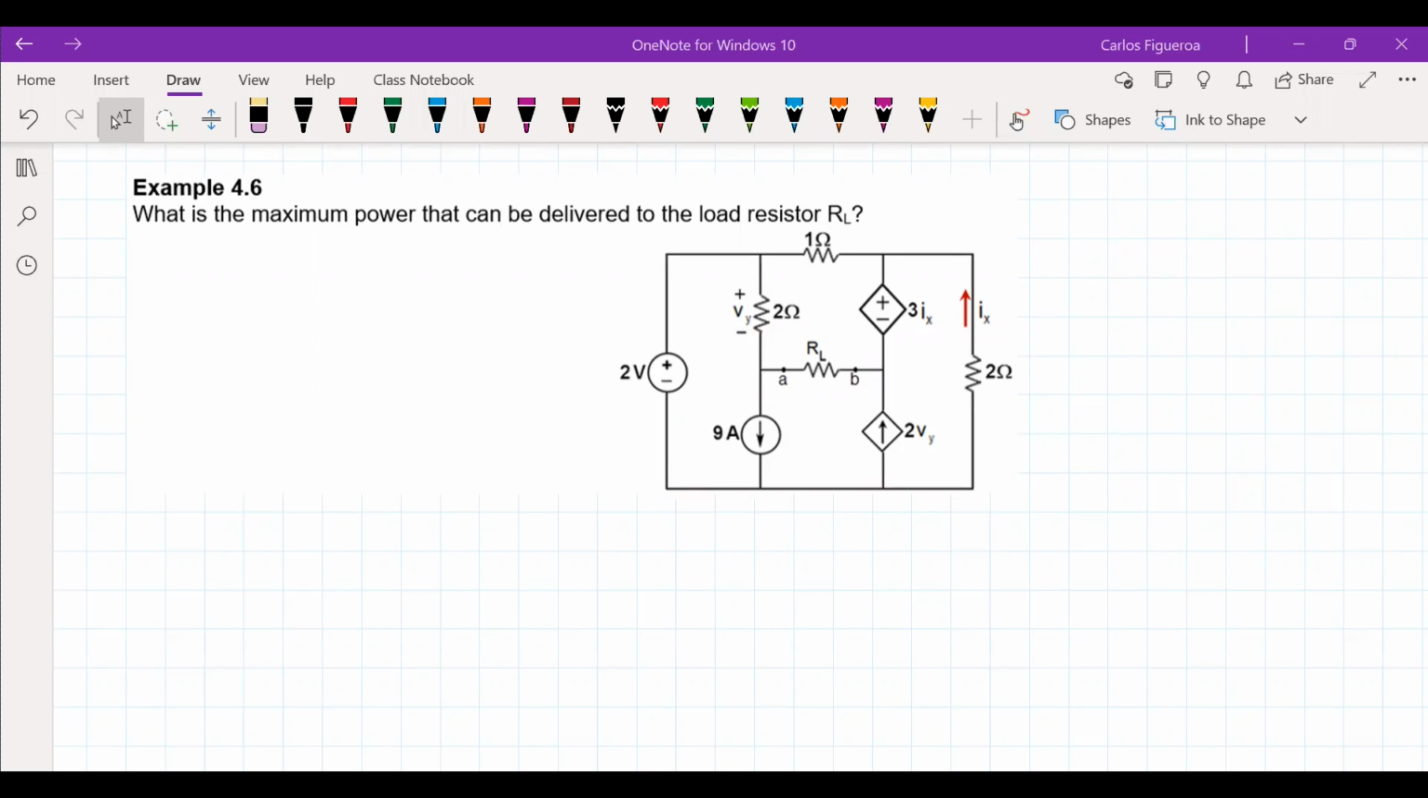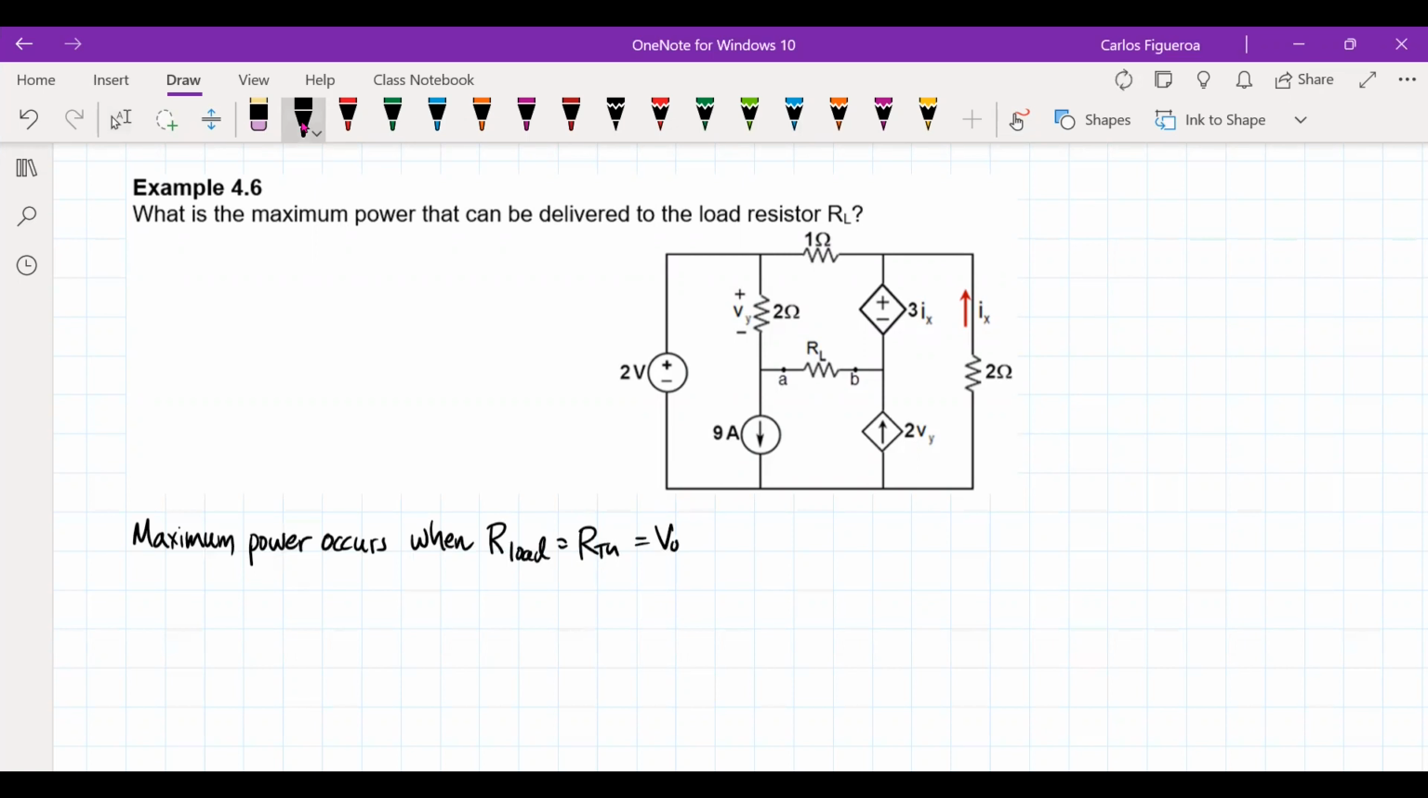Example 4.6. What is the maximum power that can be delivered to the load resistor RL? Maximum power occurs when the R load value equals R Thevenin, which is of course equal to VOC divided by I short circuit.